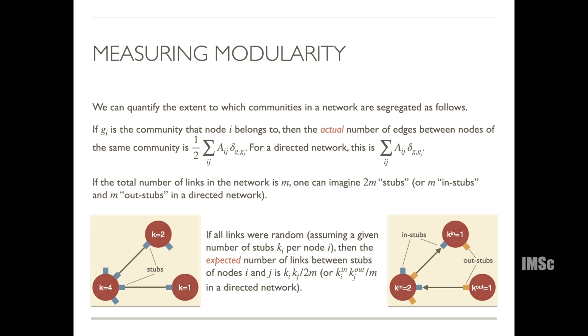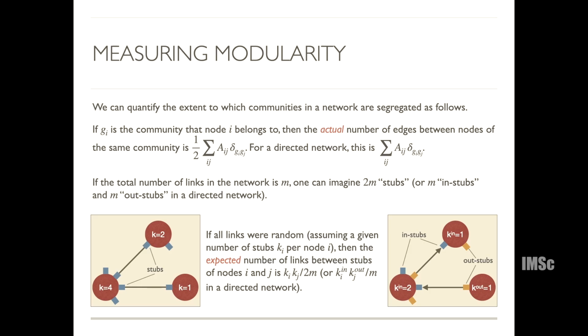Simple. And I'm dividing by half over here because I'm double counting. In the case of an undirected network, Aij is equal to Aji, so I'm double counting and I'm going to divide by half. For a directed network, I don't need to do that, since I'm not double counting. So hopefully this part is extremely clear.